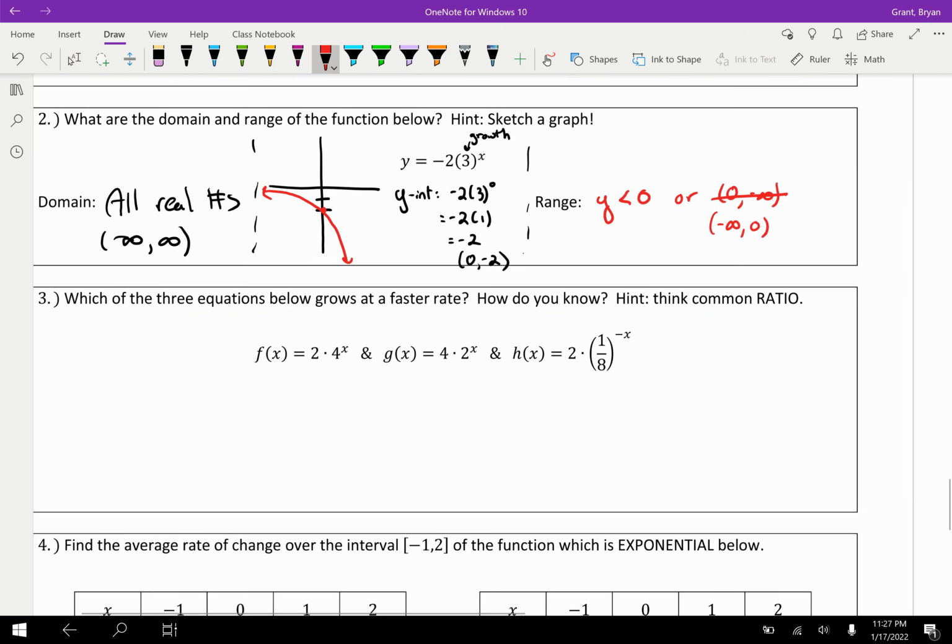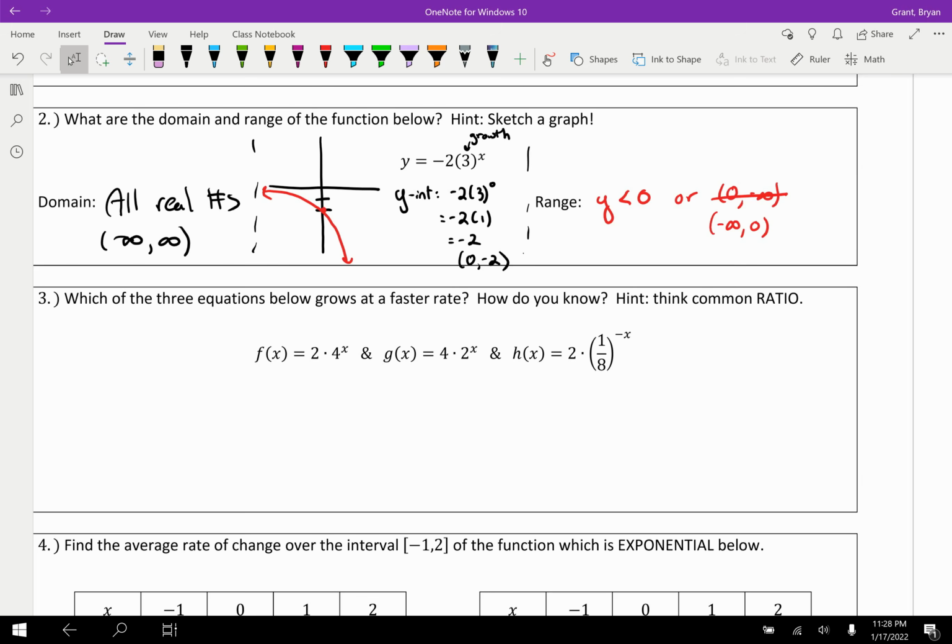All right. Which of the 3 equations below grows at a faster rate, and how do you know? Well, what determines how our exponential functions grow is the common ratio. That's what you're ultimately multiplying by lots and lots of times. And if you multiply by a large number, you're going to grow faster than a small number, right? Imagine you had $6 and your mom said, I'm going to multiply that amount by 2 every month. And your dad said, I'm going to multiply that amount by 10 every month. Which one grows faster? Well, of course, multiplying by the larger number.